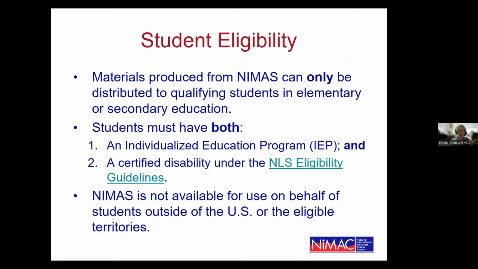Student eligibility is also an important piece of how the NIMAC works with states and how states serve their students. Materials produced from NIMAC can only be distributed to qualifying students in elementary or secondary education. And these students have to have both an IEP and a certified disability under the NLS guidelines. If you have any other questions about that, let us know. We are actually not directly involved in determining eligibility for any students. That is a responsibility that falls to the districts.